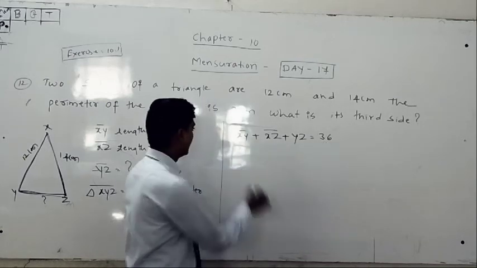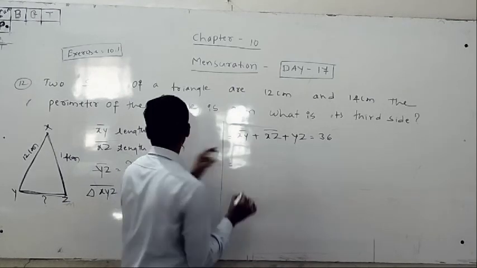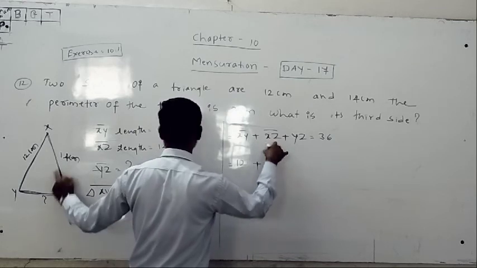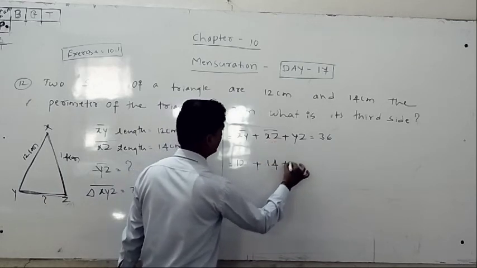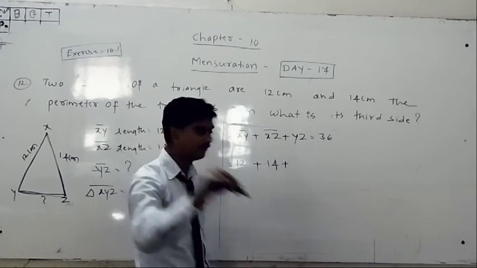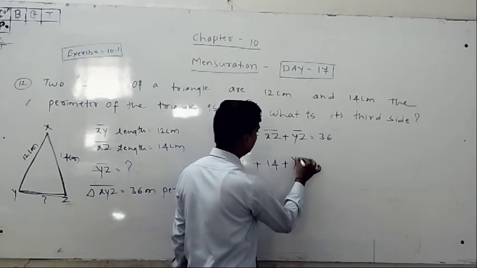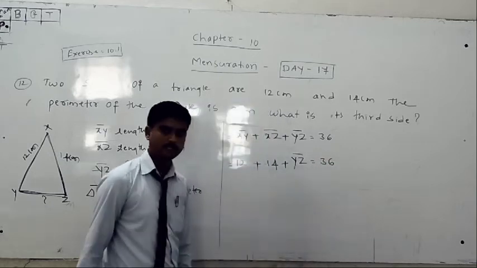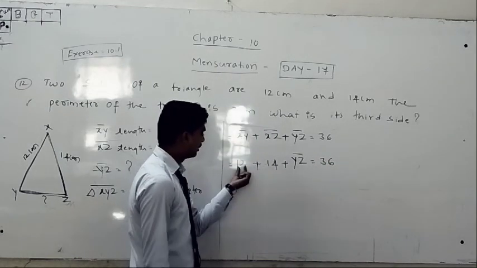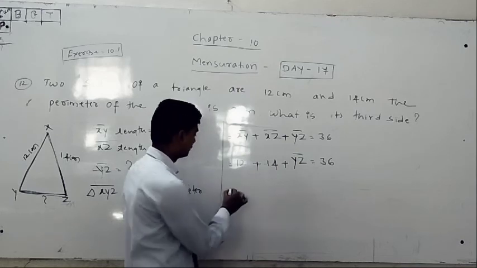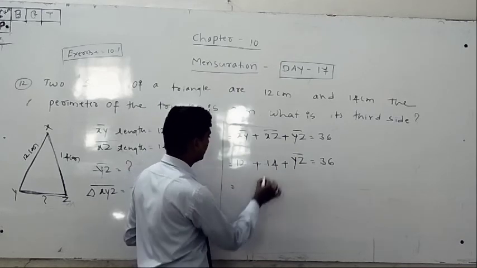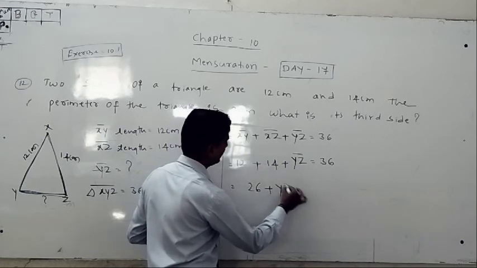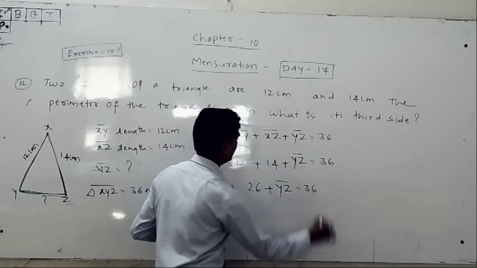Okay, then XY length how much is there? 12 plus XZ how much is there? 14 plus YZ they have not given, then you have to write as it is. YZ is equal to 36. Is it right? Then we should add it. 12 plus 14 how much? 4 plus 2 is 6, 1 plus 2 is 3, so 26 plus YZ is equal to 36.